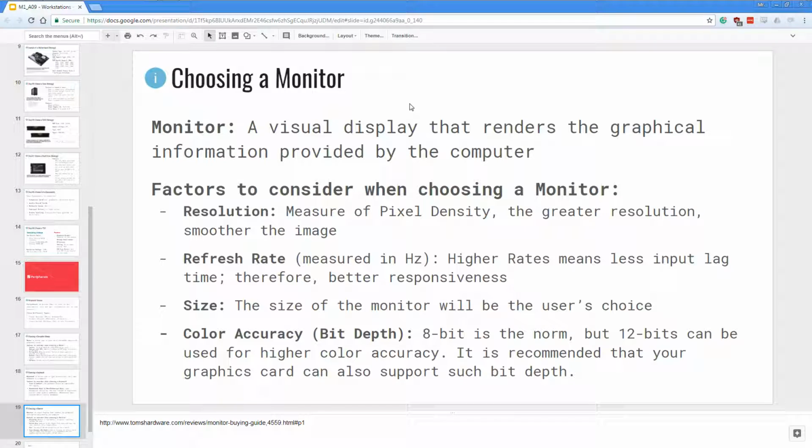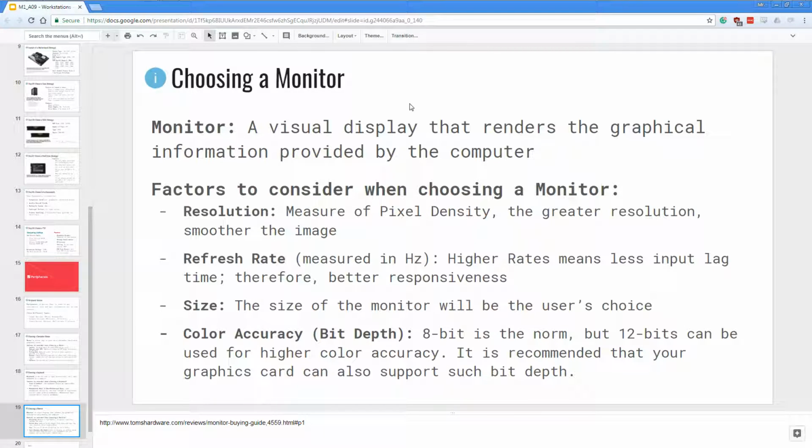Lastly, we can choose a monitor. It's a visual display that renders graphical information provided by the computer. There are four factors when considering a monitor. First is resolution, which is a measure of pixel density. So the greater the resolution, the smoother the image. Then we have refresh rate, measured in hertz. Higher rates mean less input lag, therefore better responsiveness. This is huge for high-end gamers, where they want fast responsiveness so that they can see what's happening on the screen better. Size. The size of the monitor will be the user's choice.